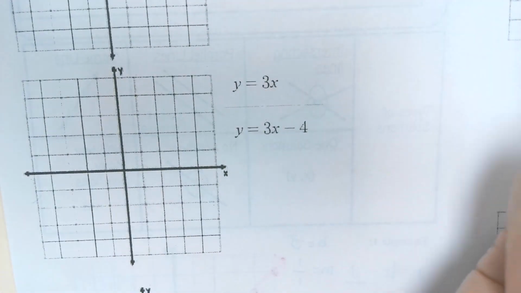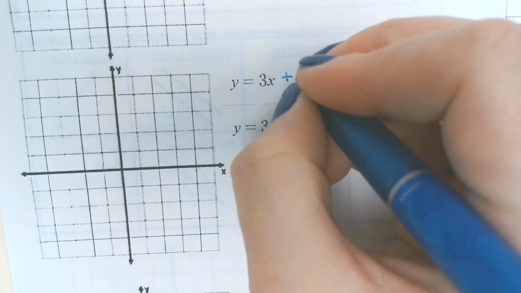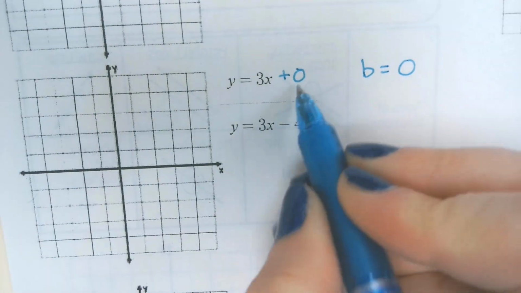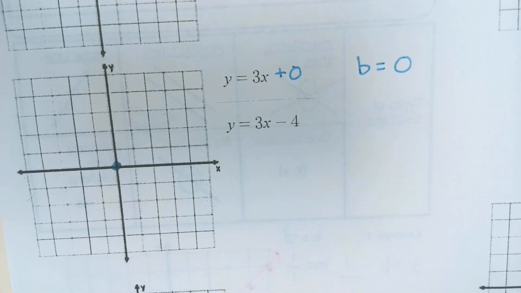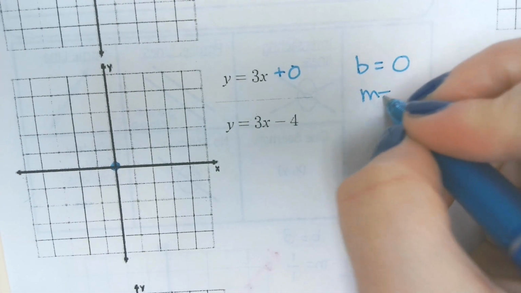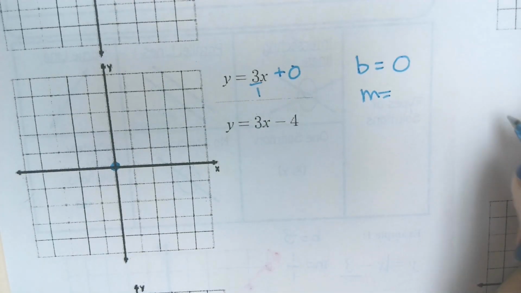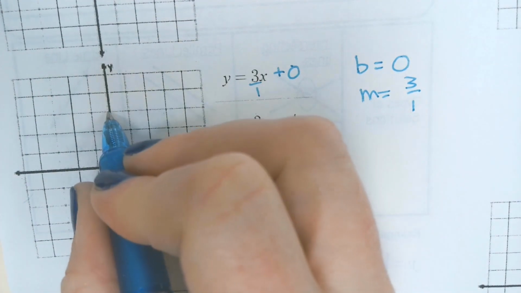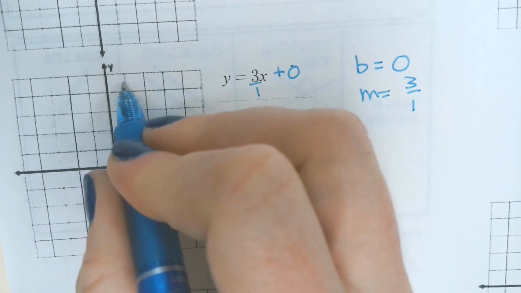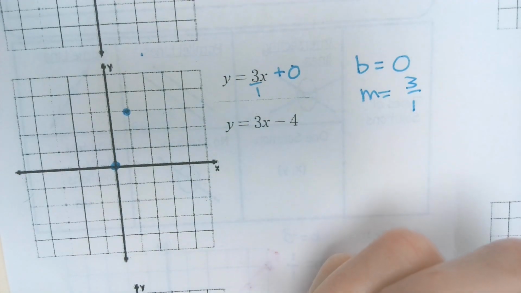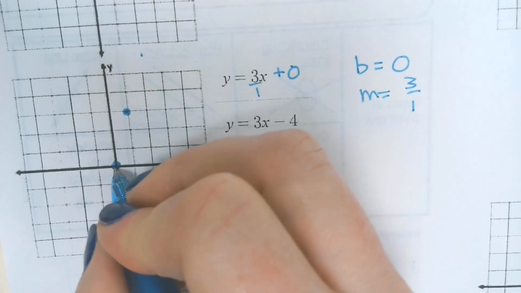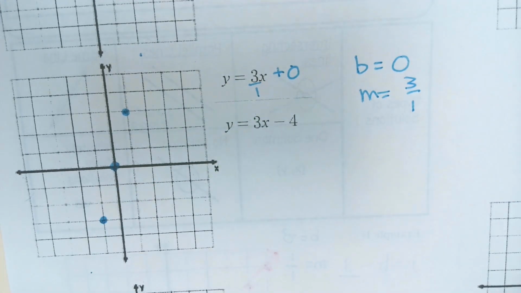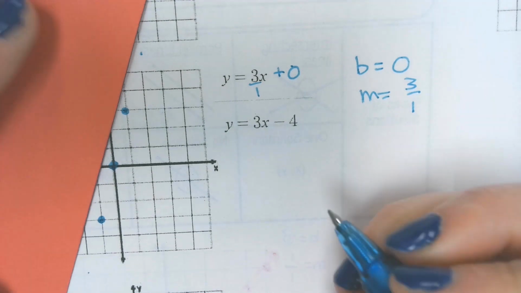Y equals 3x. Well, we don't have a b, so our b is automatically 0. So we are going to start this first one at a y-intercept of 0. Then our slope is 3 over 1. So do all your pretty points. Up 1, 2, 3 over 1. That's off the grid. So let's go back and do the complete opposite. Down 3, left 1. Down 3, left 1. It's off the grid. I have 3 points.